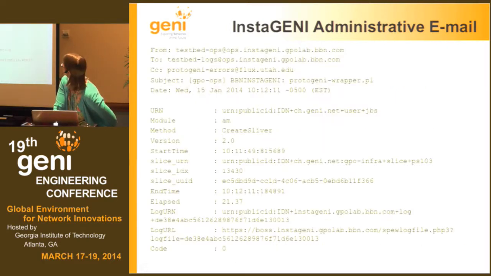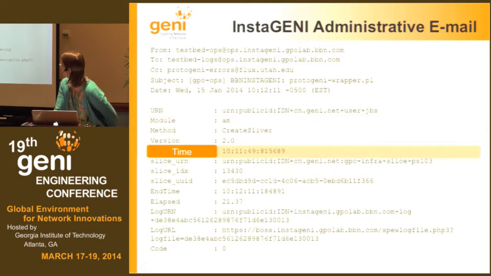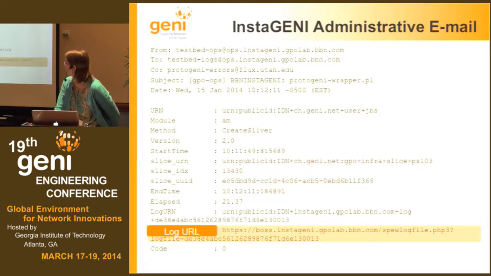So here is a typical InstaGENI administrative email. We note who did something, in this case Josh. We note the time, information about the slice, its URN and UUID and things like that. And there's this log URL, which is really, really handy, where you can go and find the error messages and things like that, sort of a multi-page thing saying what happened.